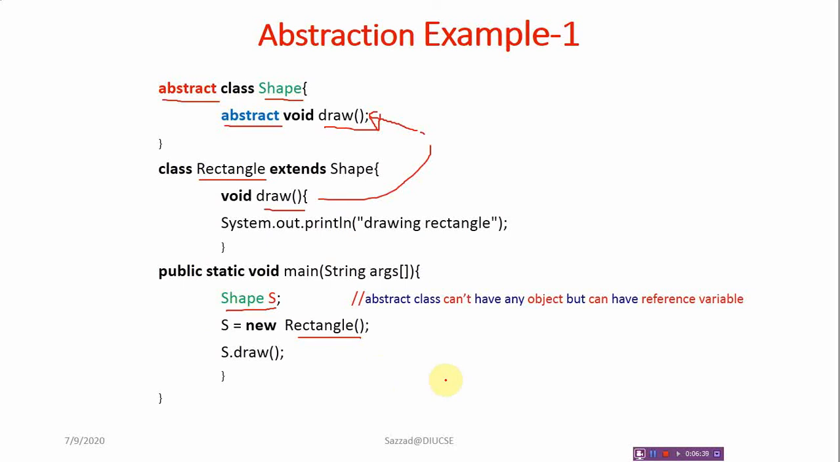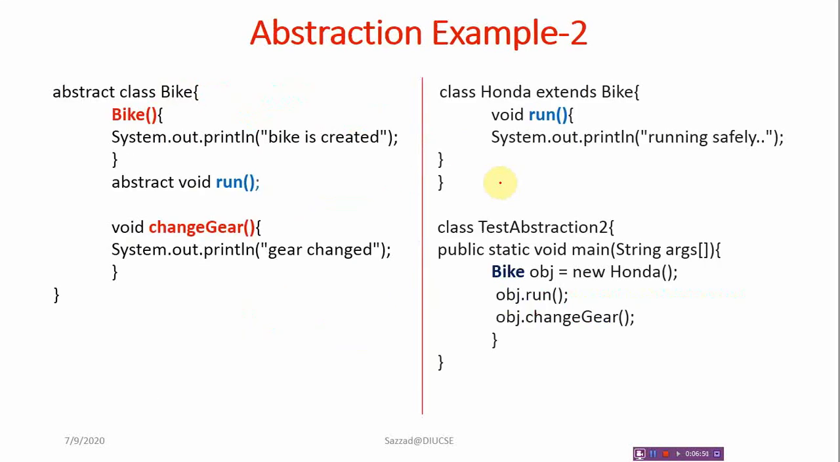Let us see another example. This one is an example with only an abstract method, but we said that an abstract class can have abstract methods and non-abstract methods as well. So let us see an example of a non-abstract method.